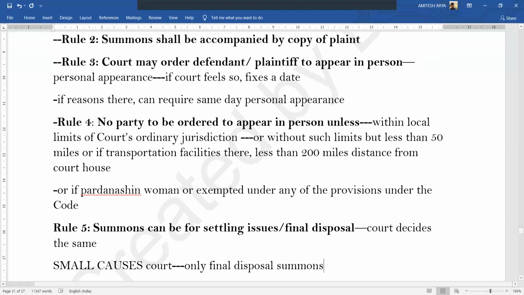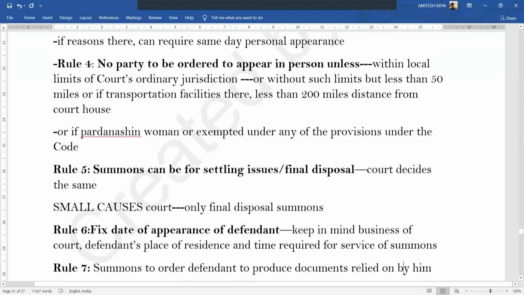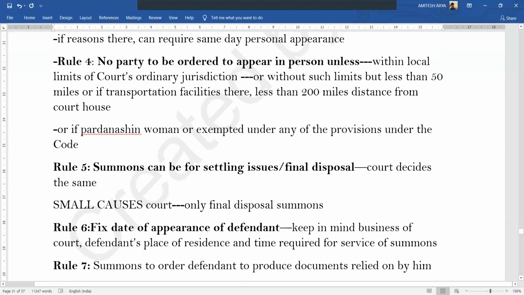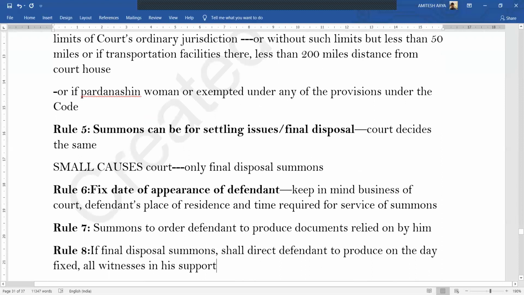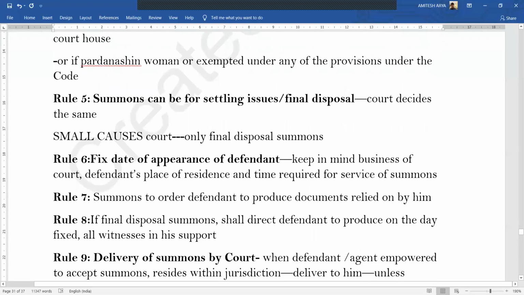What kind of summons will be there? You either settle issues or it is for final disposal. Small causes is always for final disposal. Rule number 6 is telling you that you have to fix the appearance date and time in accordance, taking all the factors into consideration. Rule number 7 is also stating that summons can be issued for production of documents relied upon. And rule number 8 is about final disposal. Summons can be given there, and the defendant will be called to bring all his witnesses. Rule number 9: now this was still rules 1 to 8.